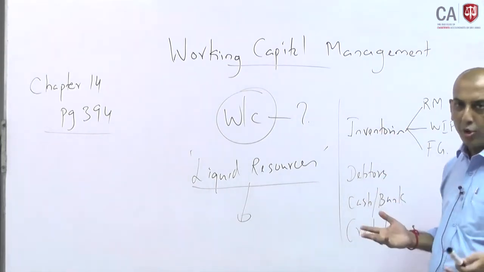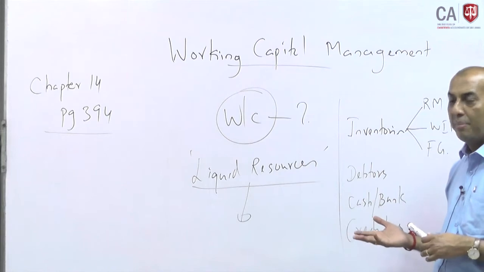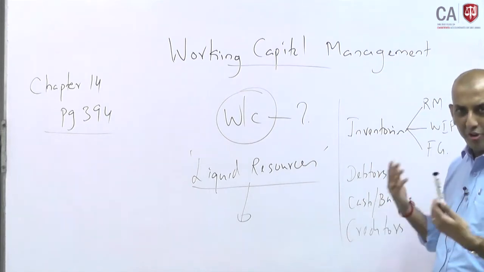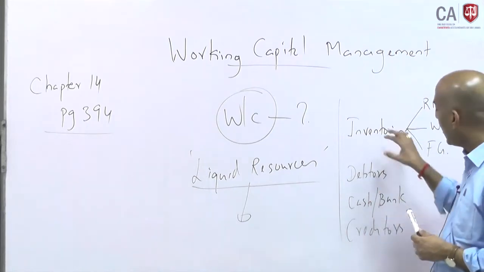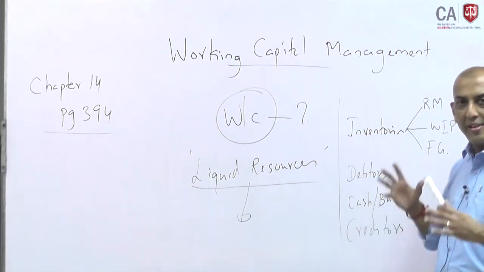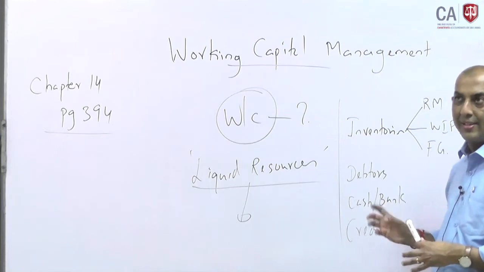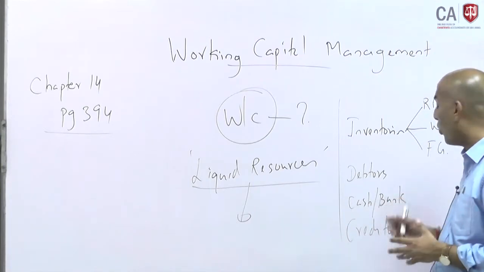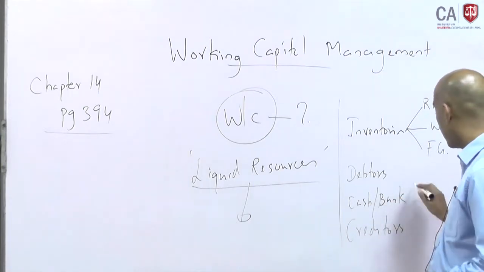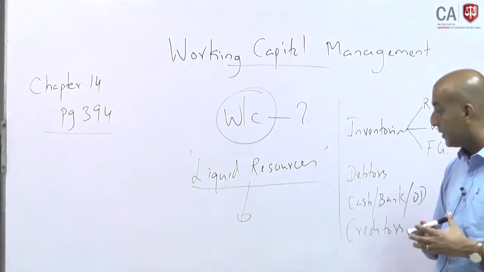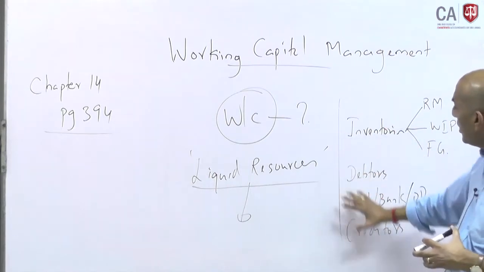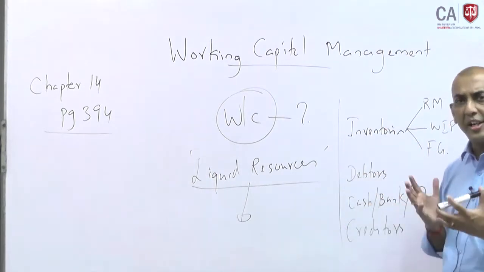You might have, say, accruals or prepayments; all that also falls into working capital because those are current assets and current liabilities. But these are the key items: inventory, debtors, cash and bank balances, and overdraft. If you say the bank balances, I can say the overdraft also, right? That is also part of your liquid resources. So these are all falling into the item called working capital.